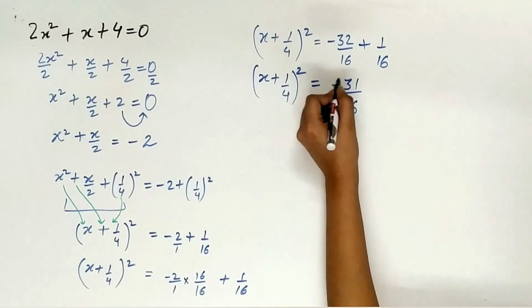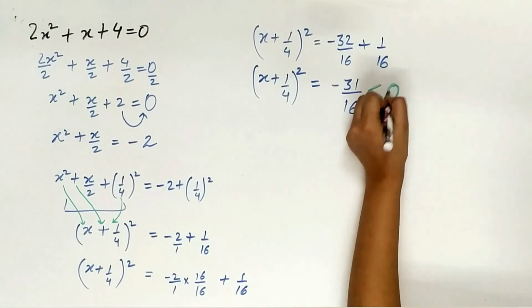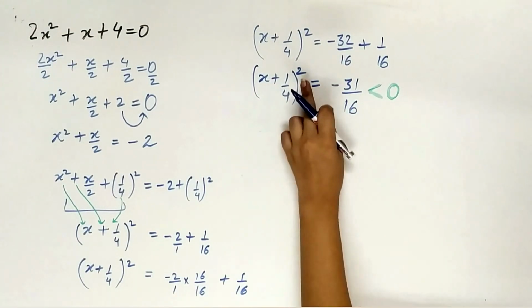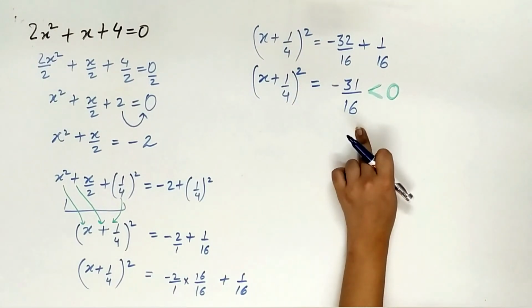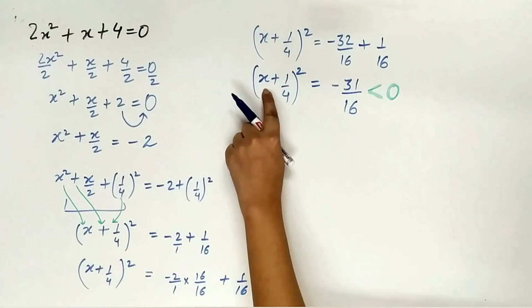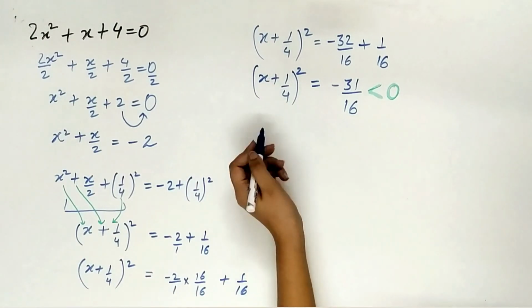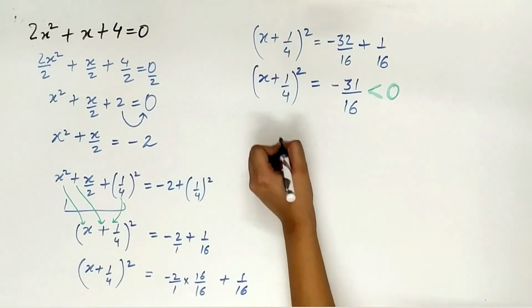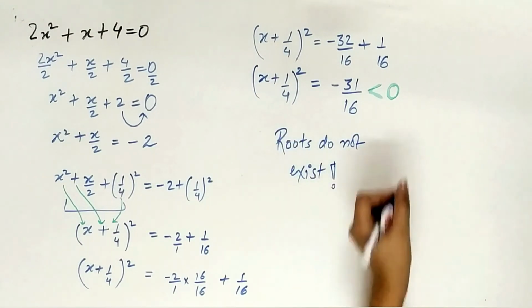Since minus 31 by 16 is less than 0, and x plus 1 by 4 whole square cannot be negative for any real value of x, thus the roots do not exist. Real roots do not exist.